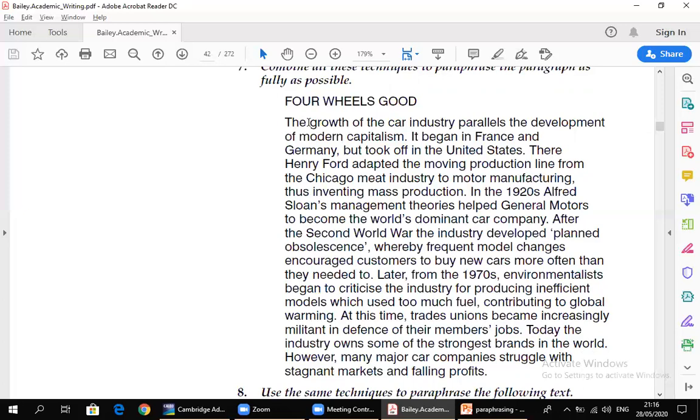Exactly, perfect. So you change the word growth to be the expansion of. Expansion, yes, perfect. We can say the rise, yes. So we have expansion, rise, yes, bravo, perfect. Of the car industry parallels. We can change parallels to matches. Matches, yes, okay. Can we say cope with? Okay, cope up with. Okay, perfect. The development of modern capitalism.